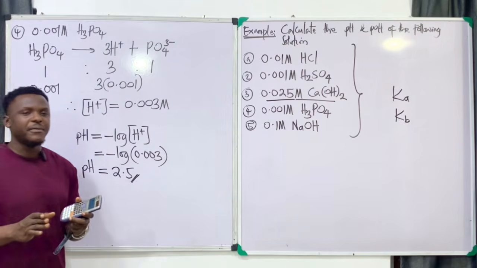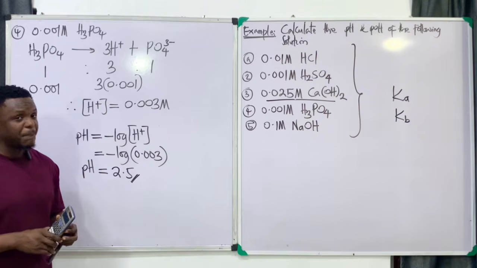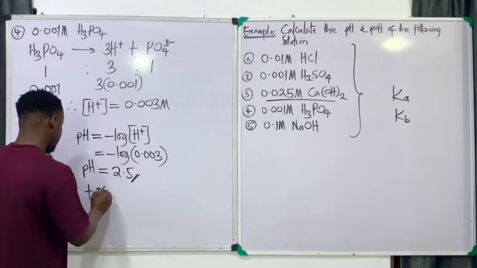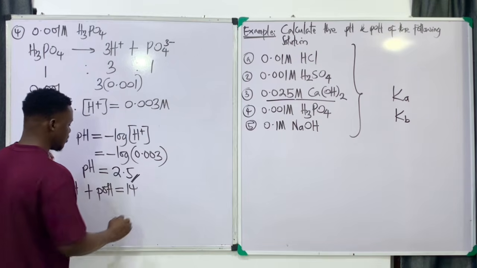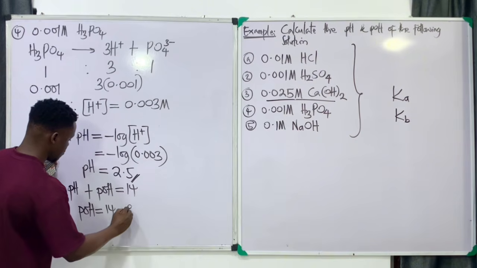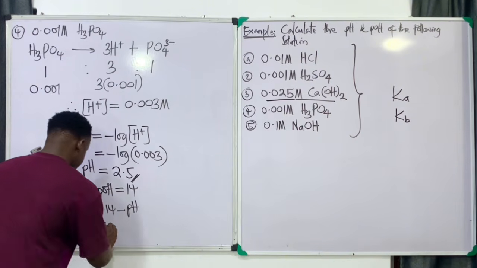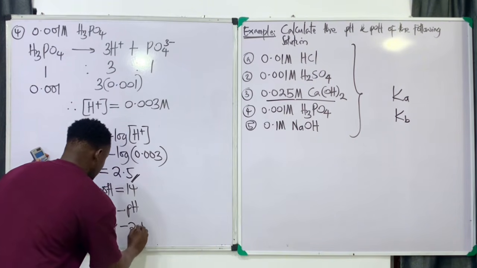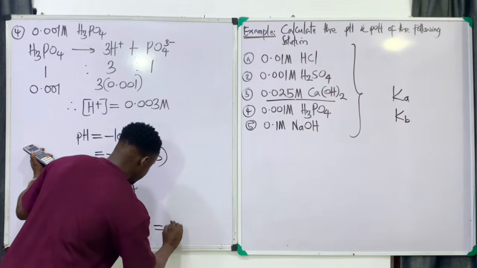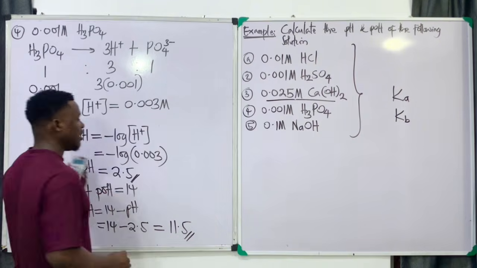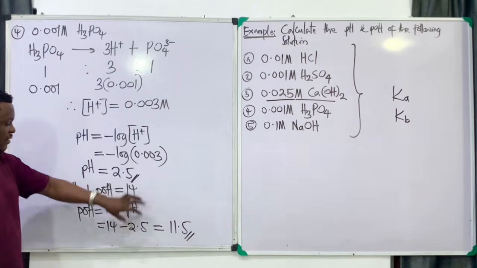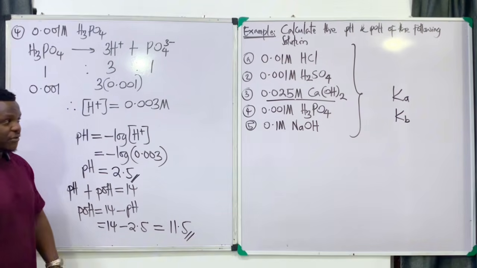But once again, remember, we were asked for pH and pOH, not just pH alone. So we'll say pH plus pOH is equal to 14, which is 14 minus 2.5. This will give us 11.5. Alright, so pH is 2.5 and pOH is 11.5.